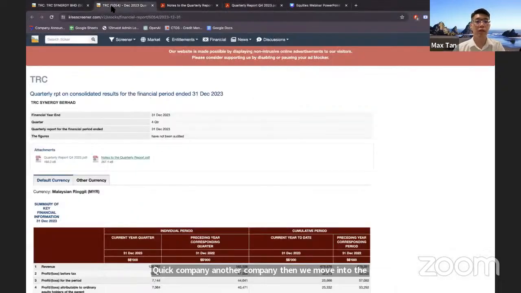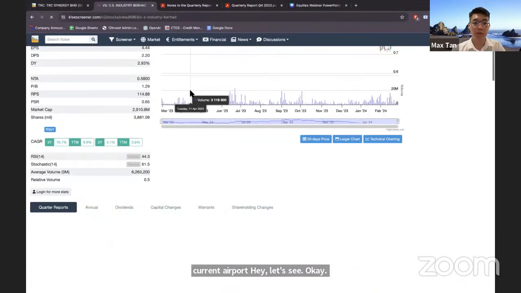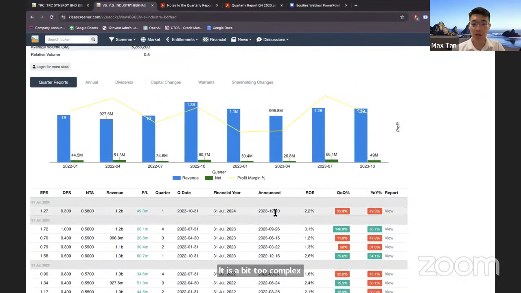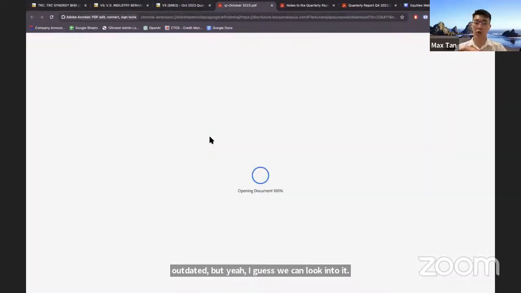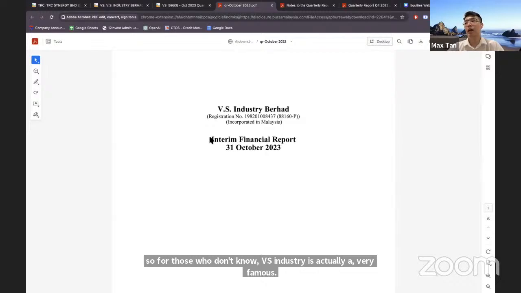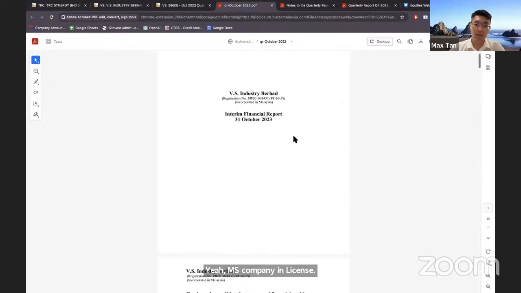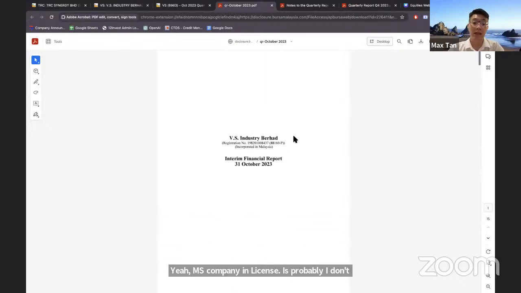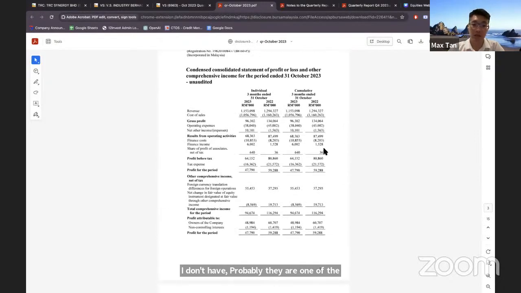Okay, let's see. Capital A is a bit too complex, unfortunately. Let me see, VS has their result. It's a bit outdated, but yeah, I guess we can look into it. So for those who don't know, VS Industry is actually a very famous EMS company in Malaysia. Basically, Dyson is probably, I do not have a firm answer, probably one of their significant clients for VS Industry, right?